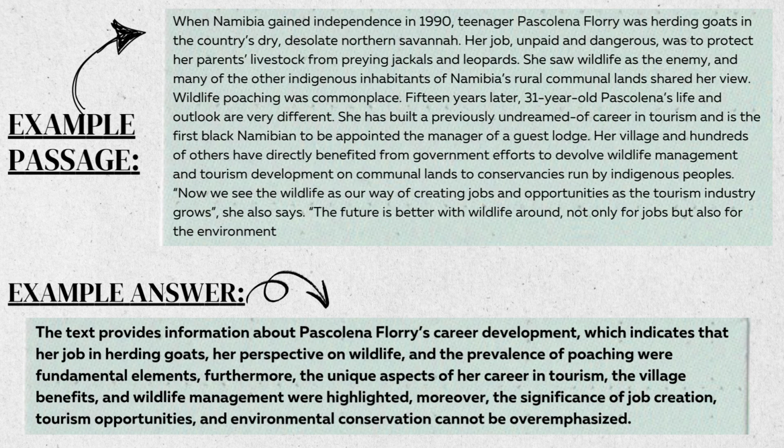Example answer. The text provides information about Pascalina Flori's career development, which indicates that her job in herding goats, her perspective on wildlife, and the prevalence of poaching were fundamental elements. Furthermore, the unique aspects of her career in tourism, the village benefits, and wildlife management were highlighted. Moreover, the significance of job creation, tourism opportunities, and environmental conservation cannot be overemphasized. This answer effectively condenses the main points of the passage, following the template to organize the information logically and cohesively. By summarizing complex ideas into a single sentence, the response is clear, concise, and demonstrates the necessary writing skills for a high score.